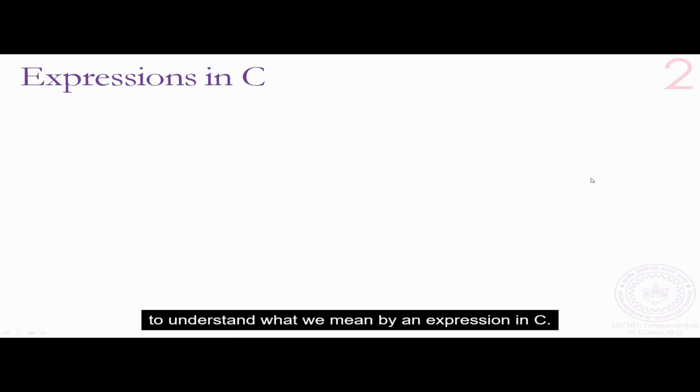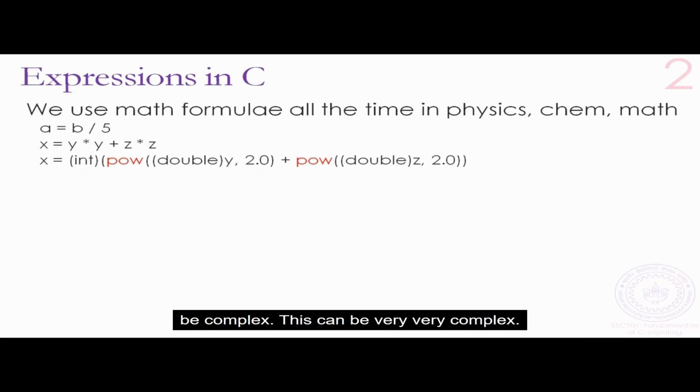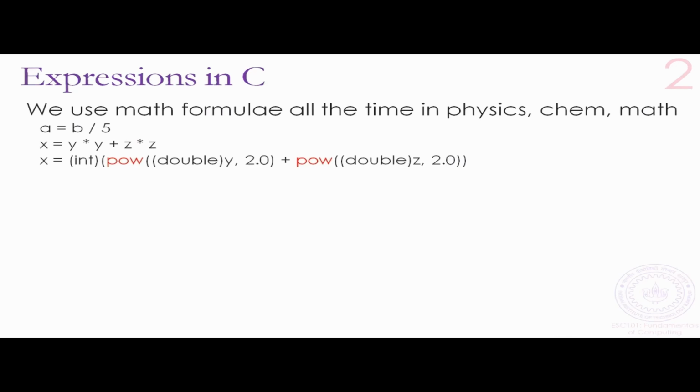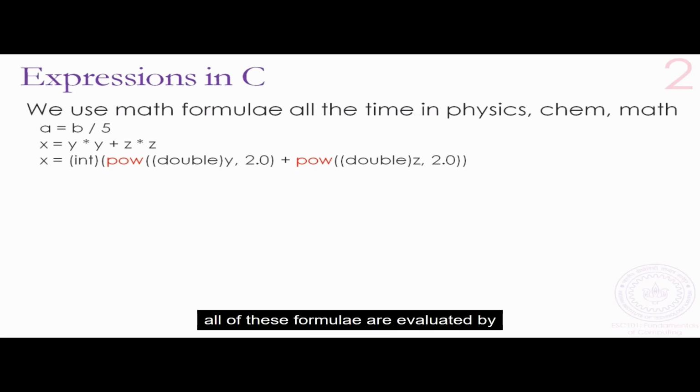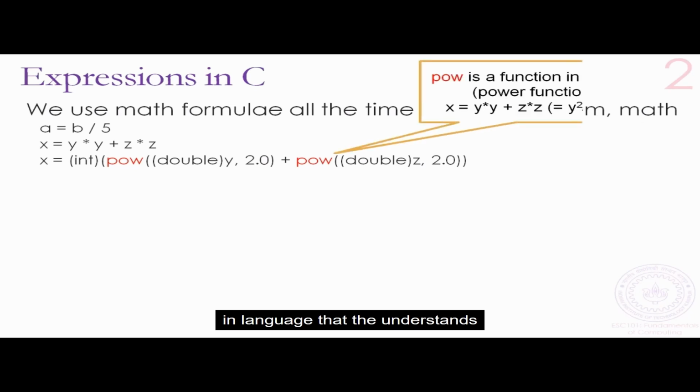And for this, we need to understand what we mean by an expression in C. We use math formulae all the time in physics, chemistry, and math. And these can be simple, these can be complex, these can be very, very complex. And in C, all of these formulae are evaluated by the computer using a set of rules that we need to be very, very conversant with if we want to not make a mistake in trying to specify our complex formulae in language that C understands.